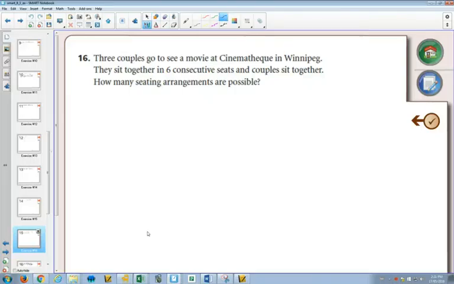So we got 3 couples go to see a movie in Winnipeg. They sit together in 6 consecutive seats, and couples sit together. How many seating arrangements are possible? So how many decisions need to be made? Because that's the first question you're going to ask yourself. How many decisions need to be made?